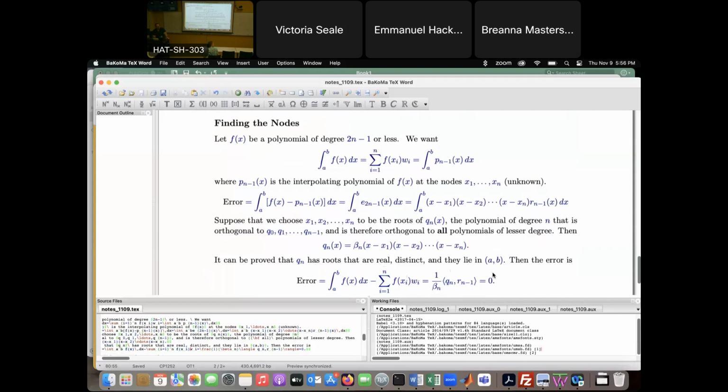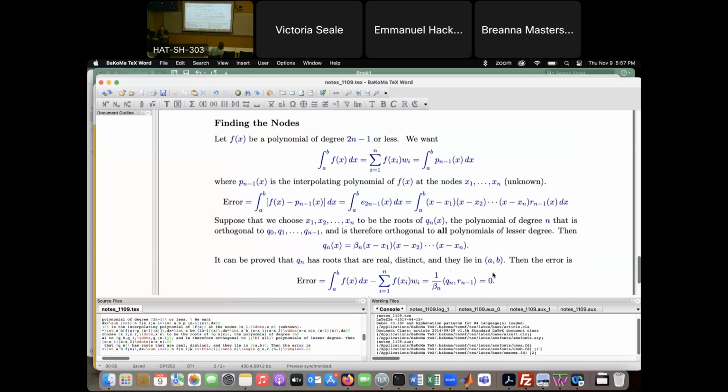Yeah. So, okay, you've got f of x, you've got that interpolant p of degree n-1. You subtract those, you get error of that form. And then you're able to find an orthogonal polynomial Qn of x that would have those x1 through xn as its roots. You're able to find that. And it can be proved. Okay.